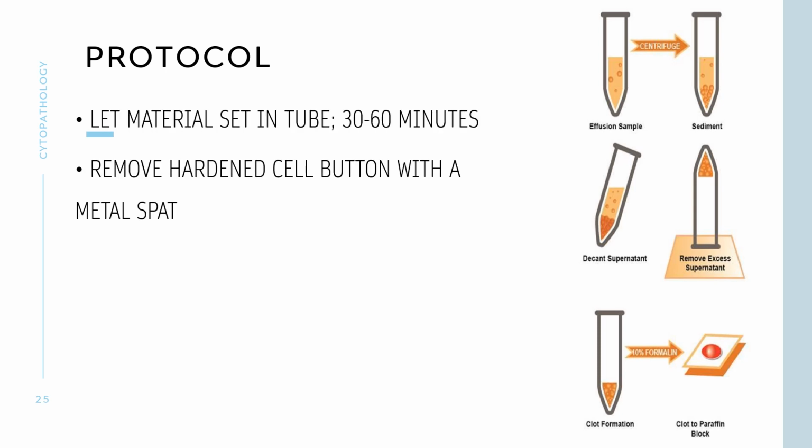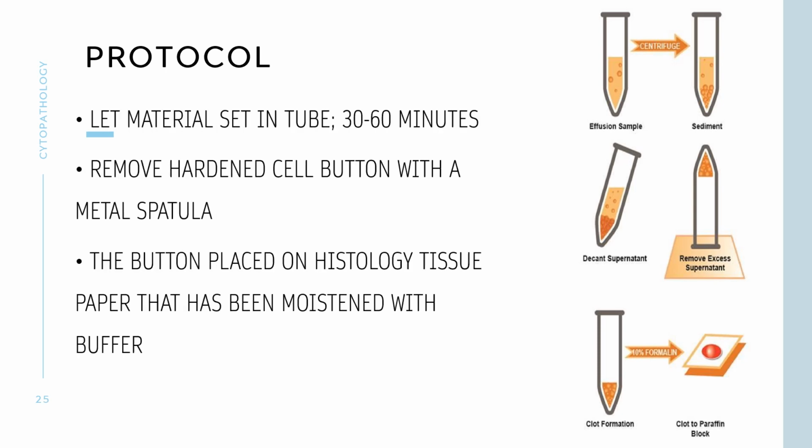So you let the material set in the tube for 30 to 60 minutes. Remove the hardened cell button with a metal spatula. The button is then placed on a histology tissue paper that has been moistened with buffered formalin.